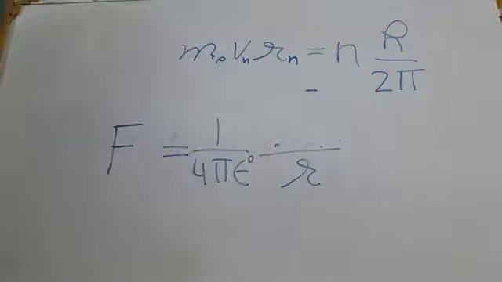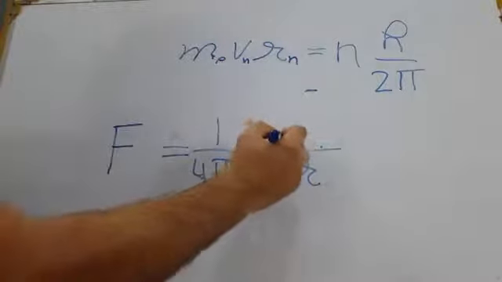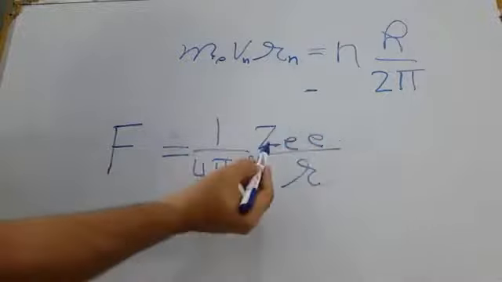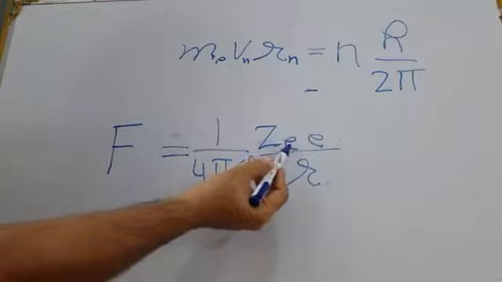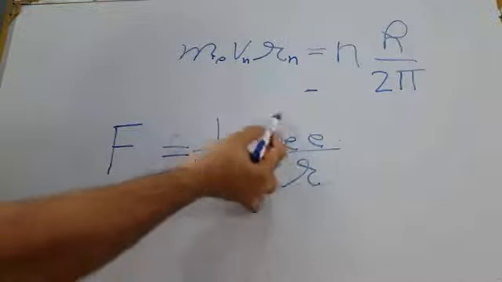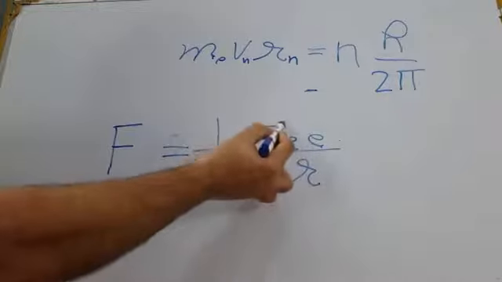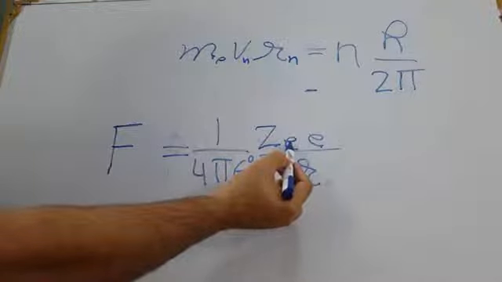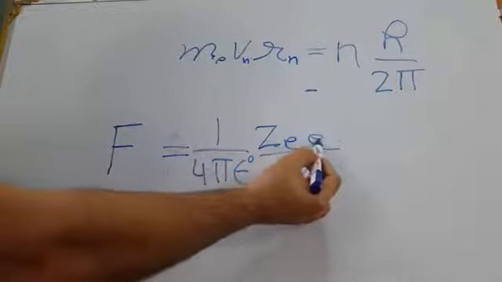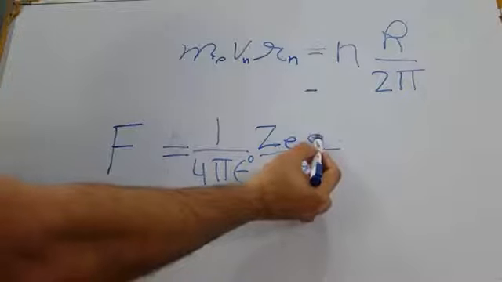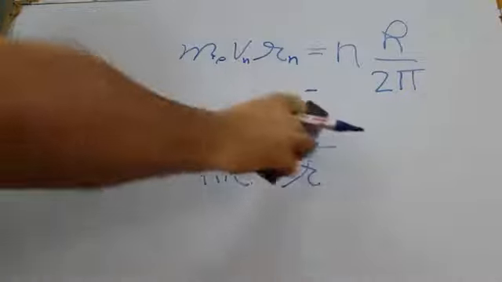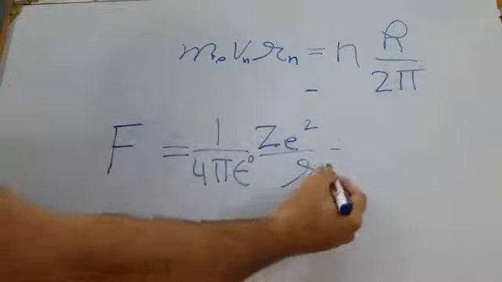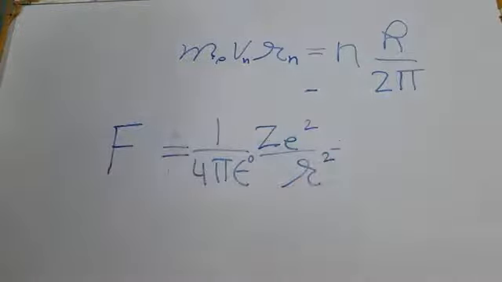That is why we can see that the number of protons multiplied by the charge on one electron gives the charge on the nucleus. If there are two protons, the Z would be 2 multiplied by the charge on one electron. And here, because the electron is single and revolves around, the charge would be this much. Or we can see that e square, and this r should also be square.